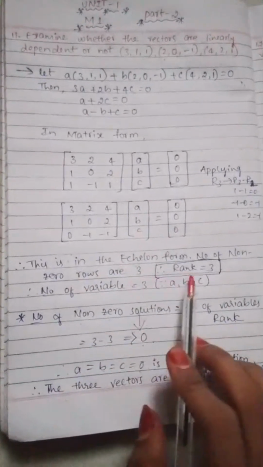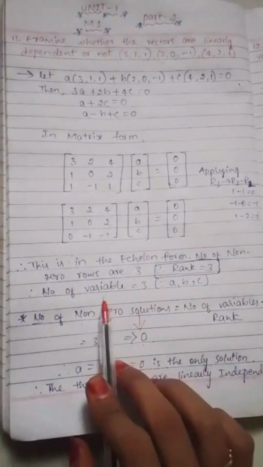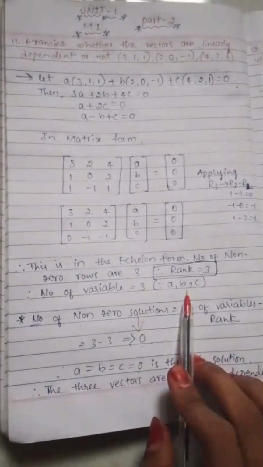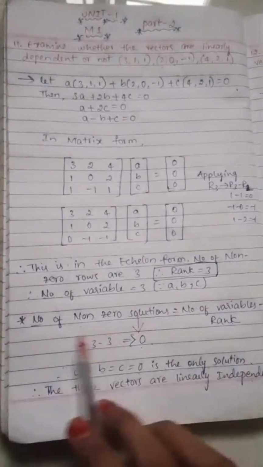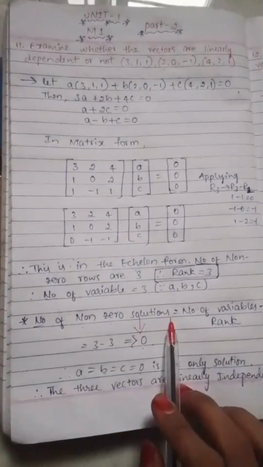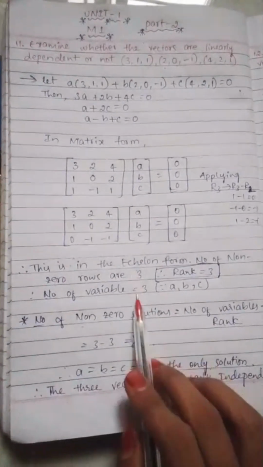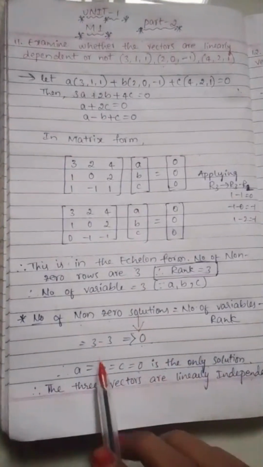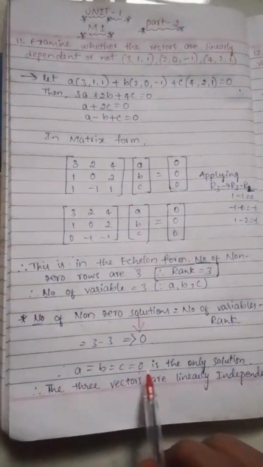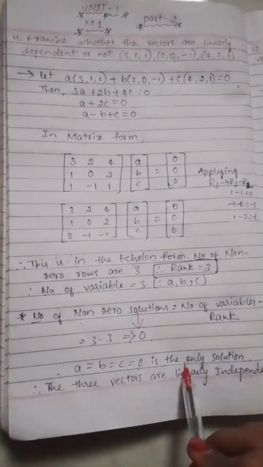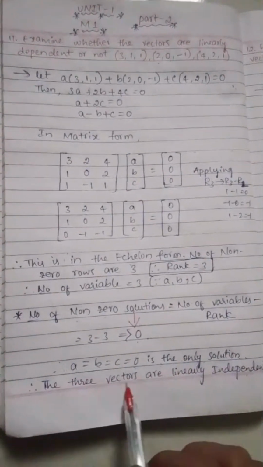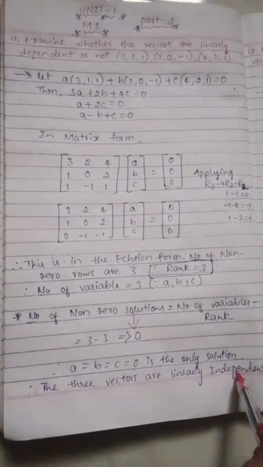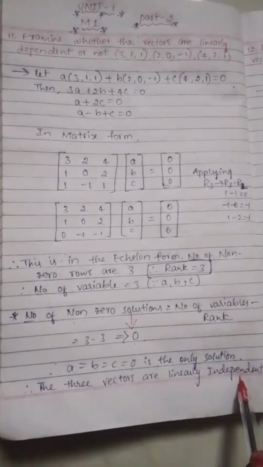After that I got 3 non-zero rows. That's why the rank is 3. The number of variables are 3, those are A, B, C. Then I got the number of non-zero solutions by subtracting these two. And here I got A = B = C = 0. This is the only solution. That's why the three vectors are linearly independent. This is the solution. Let us see one more question.